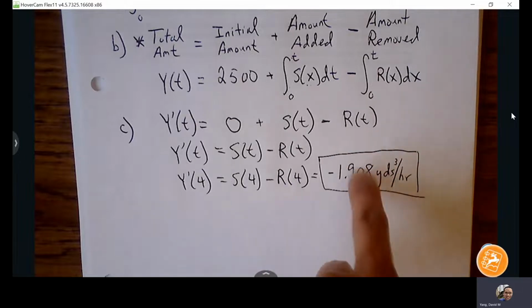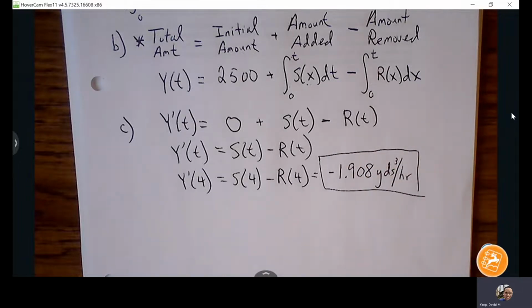That negative number indicates that despite the fact that sand is being pumped onto the beach, R of x is taking away more sand. So that negative 1.908 indicates that the amount of sand on the beach is shrinking by that amount 4 hours in.